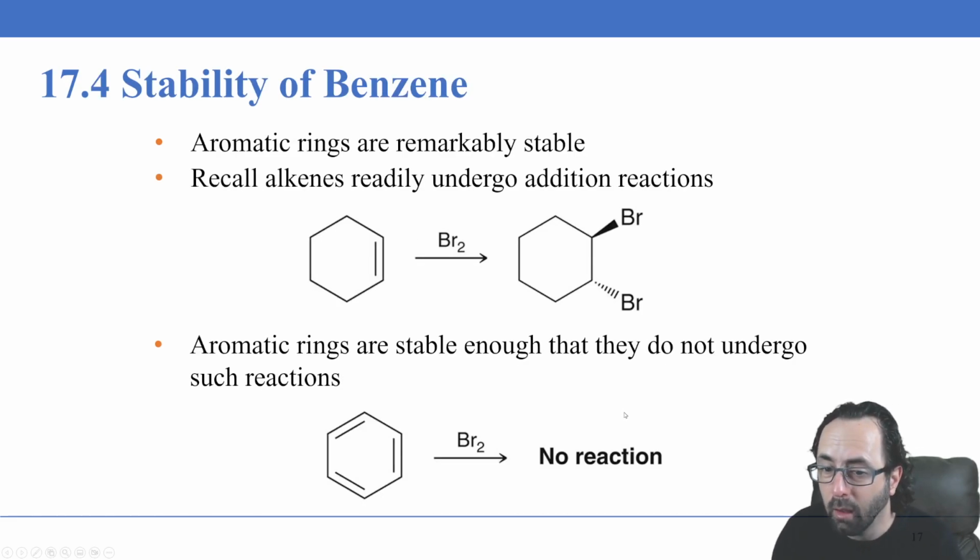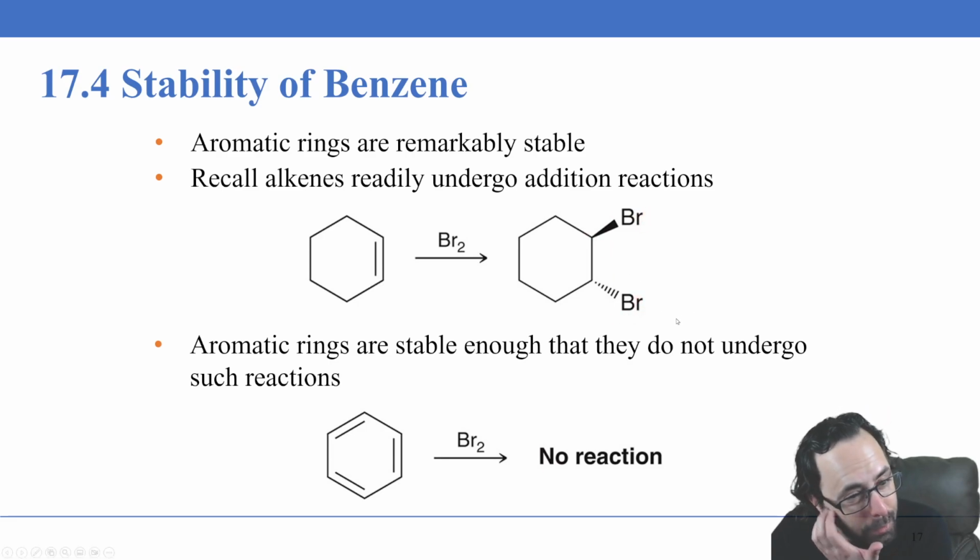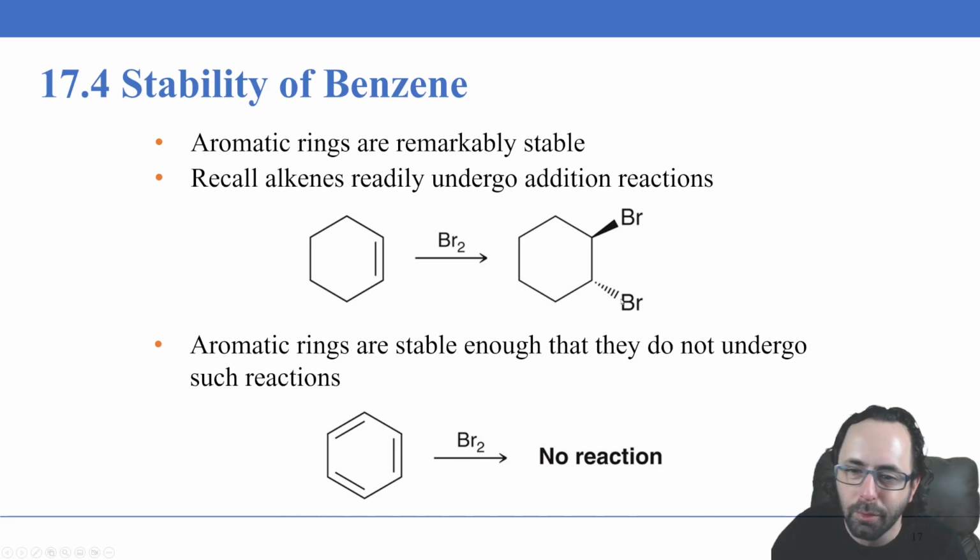The pi bonds that are in aromatic rings are not the same as the pi bonds in an alkene. They do not readily undergo addition in the same way. So if you have an alkene here, this will readily undergo addition. Here with halogenation, you'll get an anti-addition of two bromine atoms. Hopefully you remember that mechanism that goes through a bromonium intermediate, right?